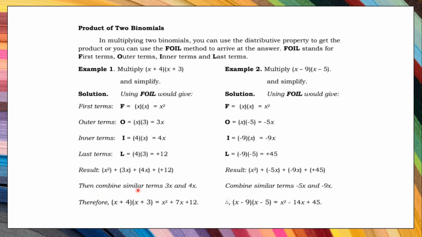Then combine similar terms, 3x and 4x. So the final answer is x squared plus 7x plus 12. Also, in example 2.